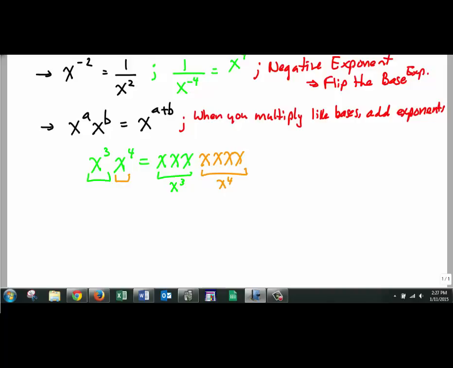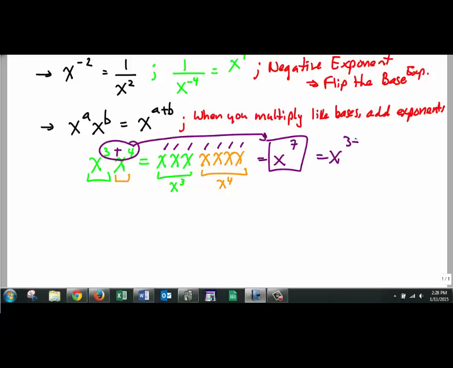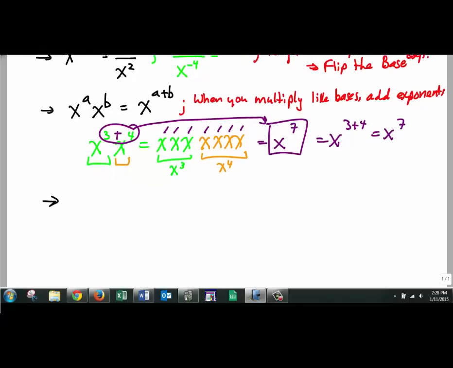Now if we were to decide how many x's we have here, we would say I have 1, 2, 3, 4, 5, 6, 7, x to the 7th. Wouldn't it have been faster if we would have just taken 3 plus 4 to get our 7? So this is just x to the 3 plus 4, x to the 7th. If you can't remember the rules, you write them out. Write down all your x's, see if you can come up with a shortcut rule. So multiply like bases, you add the exponents.